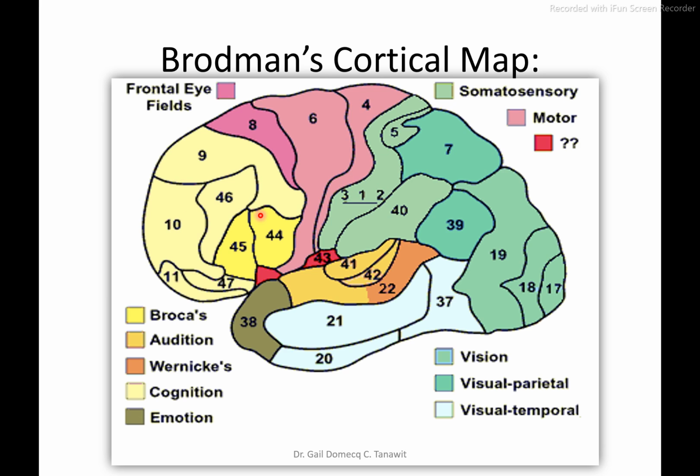So aside from that, notable areas: area 17, primary vision; 41, 42. This 44, 45 would be the Broca's area. Area 22 would be the Wernicke's area. Okay.